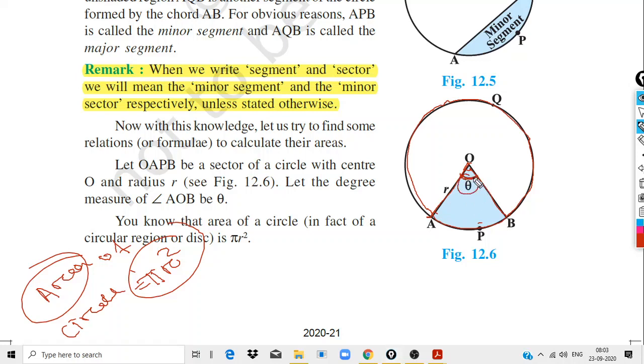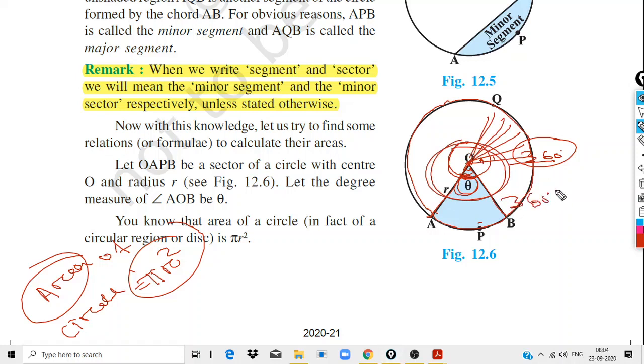So what is the angle here? Angle is theta here. Now what do we know? We know that the complete angle at point O is 360 degrees. That means if we divide this whole circle into 360 parts like this, 1, 2, 3, 4, 5, 6, 7, and each part, each sector, will be of 1 degree, then how many sectors will there be? Definitely 360 sectors.